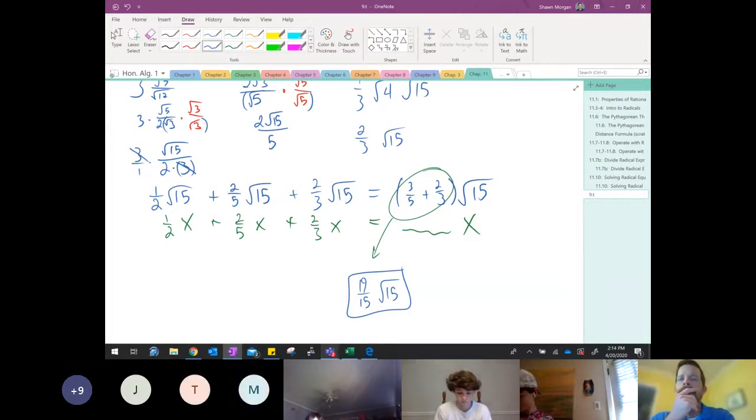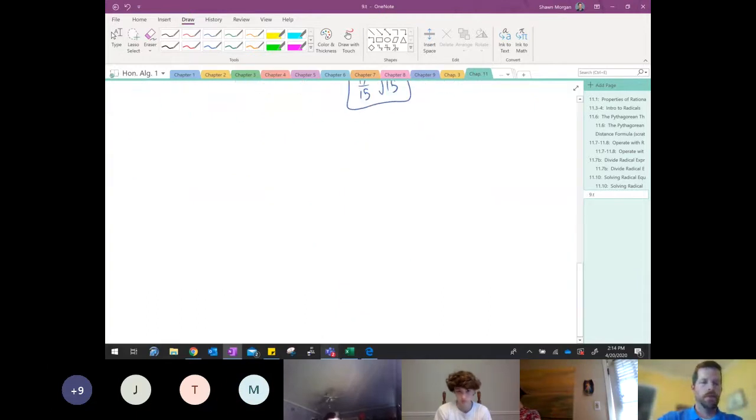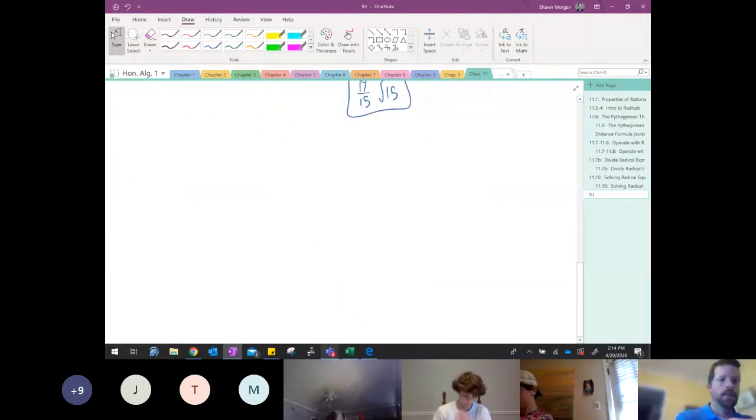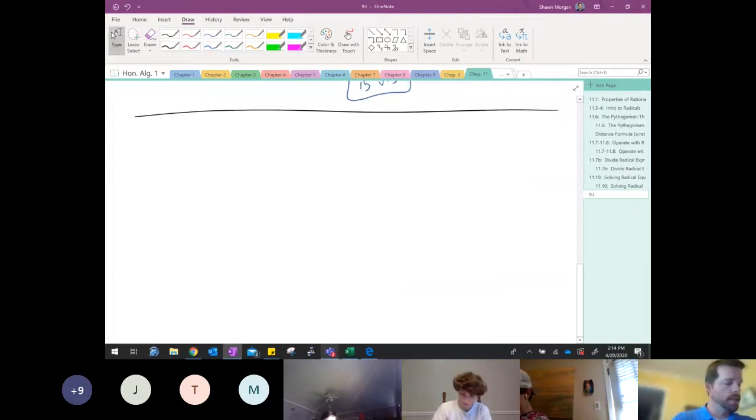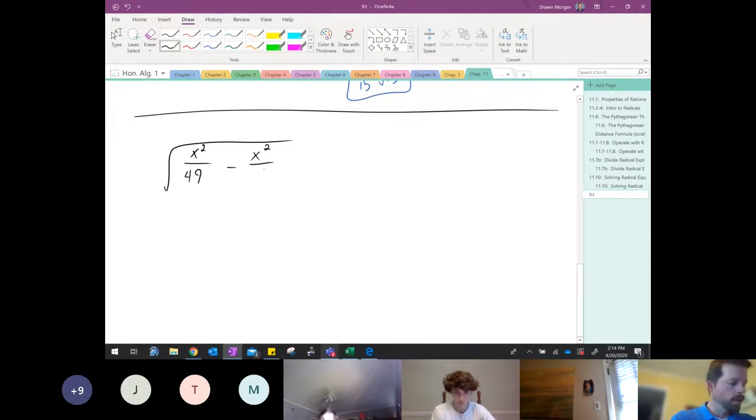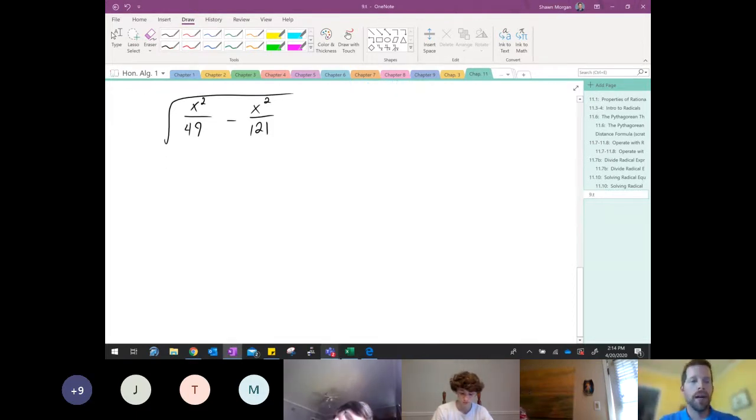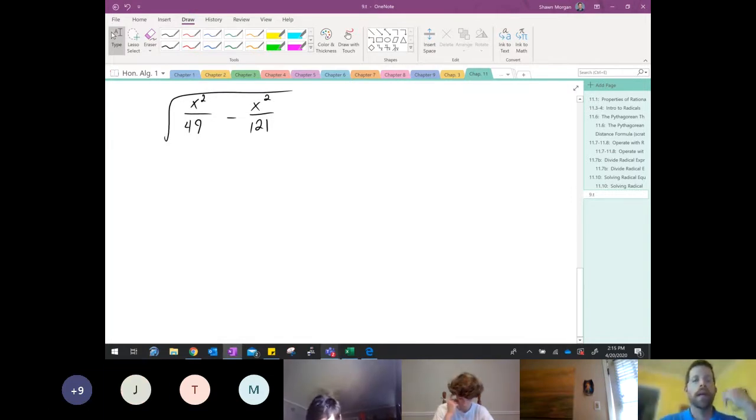36. All right. Getting into the C-level problem now, I think. That's good. So 36 says, we have the square root of x squared over 49 minus x squared over 121. Assume that variables represent positive real numbers, and we want to simplify. All right, I haven't worked this one out, so I'm going to play with it like I would suggest you guys do, where you just try something. And I look at these two fractions.